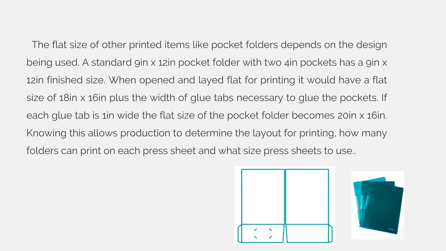If each glue tab is 1 inch wide, the flat size of the pocket folder becomes 20 inches by 16 inches. Knowing this allows production to determine the layout for printing, how many folders can print on each press sheet, and what size press sheets must be used.